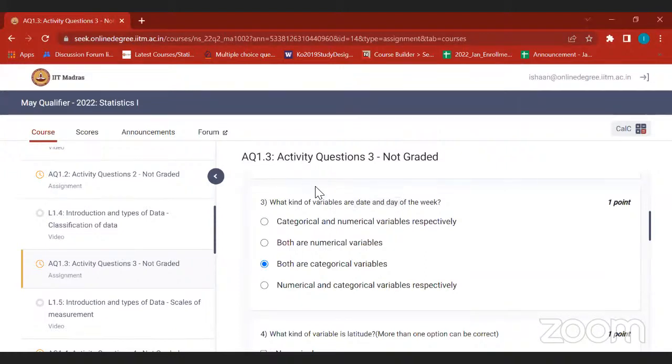Okay. So sir, what is the relation between the categorical and numerical variable? There is no such relation. These two are different categories of a variable. Sir, you already told that jersey number is a categorical variable.